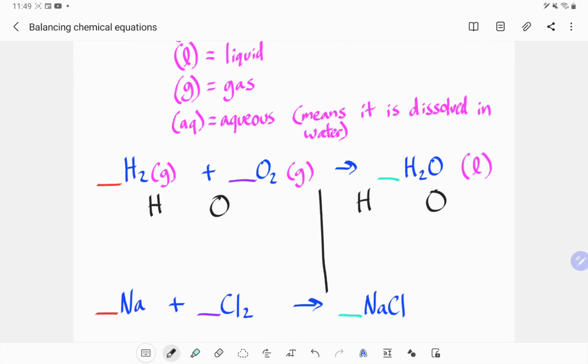Our next step is going to be to count how many of each we have to start with. So I am going to count that I have 2 hydrogens here, because I have hydrogen bonded to another hydrogen. This is what the molecule looks like. But what we're concerned with is that we have 2 hydrogens. So H2 means that we have 2 hydrogens. O2, you might guess, means that we have 2 oxygens.